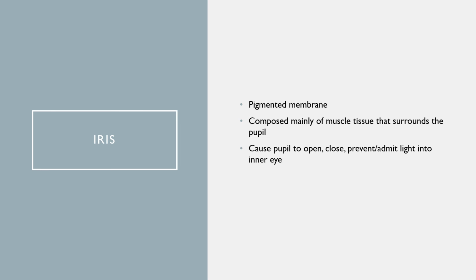Right, the iris is a pigmented membrane. That is the colored part of our eye. It's composed mainly of muscle tissue that surrounds the pupil, and it causes the pupil to open and close and admit or prevent light from entering the inner eye. Okay, this is what's going to control those pupil dilations.